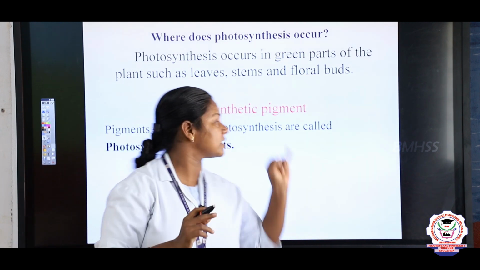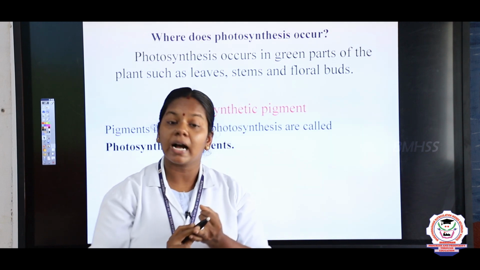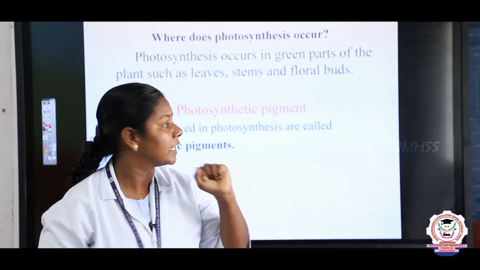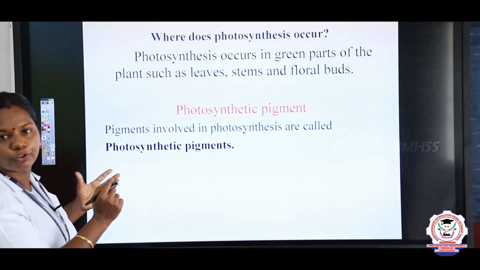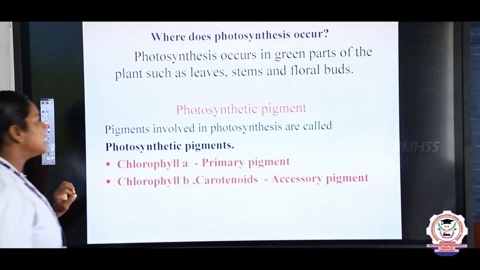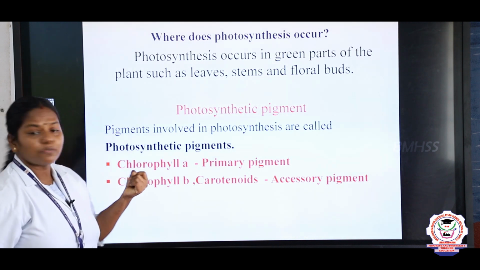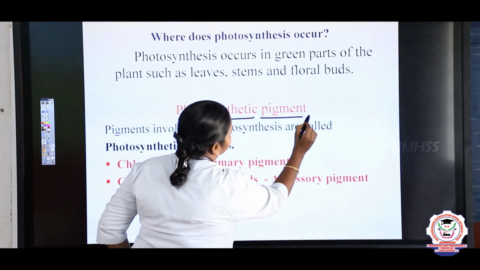Dhanush, yes, very good. What is the first one? Yes. Stem, leaves and sometimes the floral buds also look green in color. So almost all the green parts of the plant are involved in photosynthesis. And next we are going to discuss photosynthesis, right? The pigments which are involved in photosynthesis, we call them photosynthetic pigments, right?